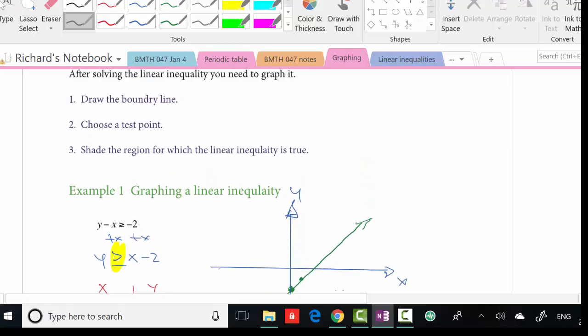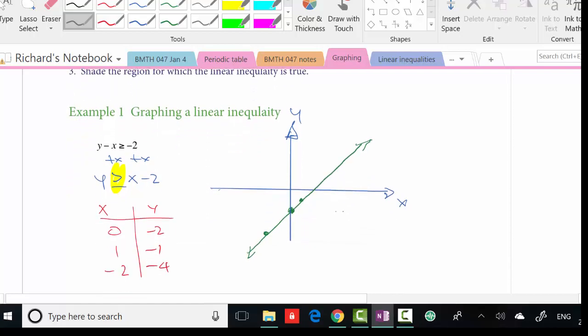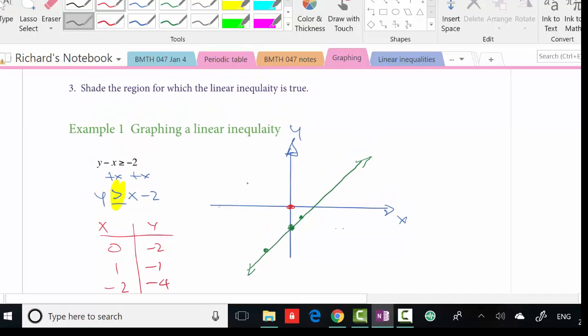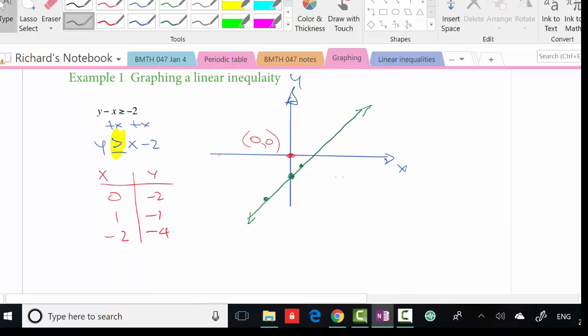The next step in the process is to choose a test point. Almost always the best test point to choose is the origin, where the x and the y axes cross, 0, 0. So there's my test point. I'm going to indicate it on the graph right here, and write down that information: 0, 0. Now I'm going to test to see if that point actually makes the inequality true.